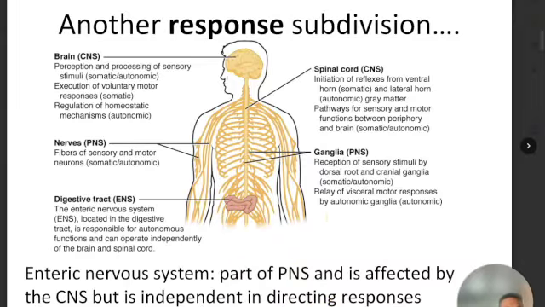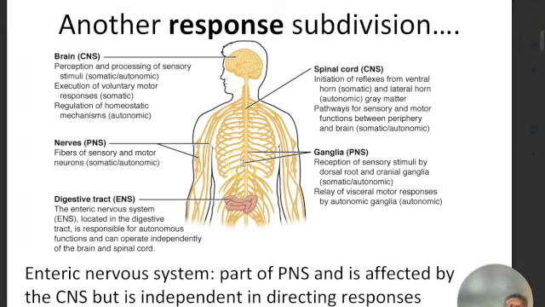So again, here, your brain and the spinal cord. These are your central nervous system. Then here, coming out of here, will be out of your central nervous system.